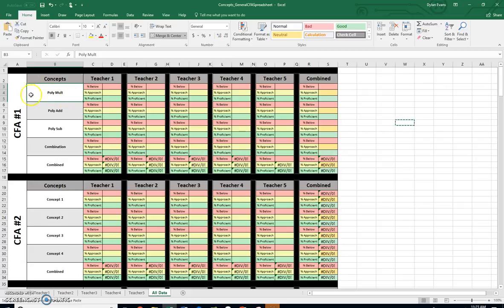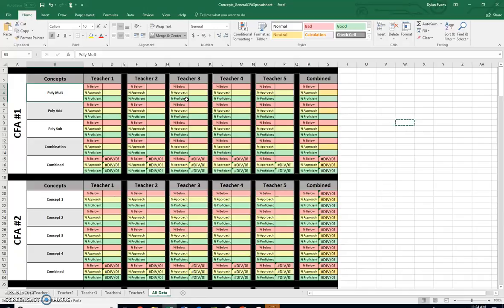For example, if polynomial multiplication on my CFA only had 1 question, then 0 out of 1 questions correct for a student would be considered below, and then 1 out of 1 questions correct would be considered proficient, which makes this whole approaching category unnecessary. And you do want a stronger number of problems for your students to try so you can get better data on them rather than just, were you below or proficient? Did you get it or did you not?